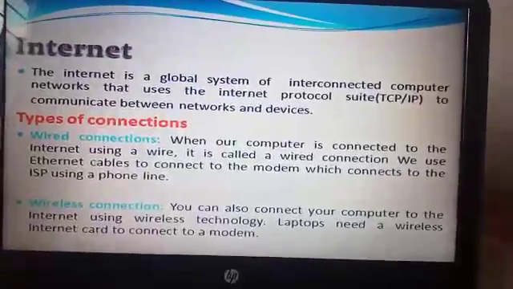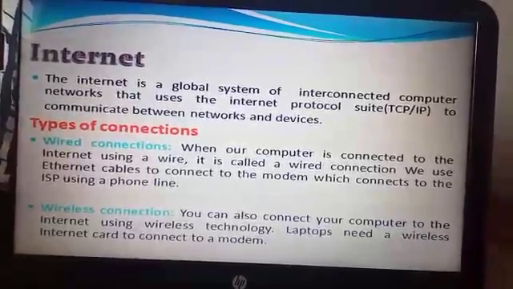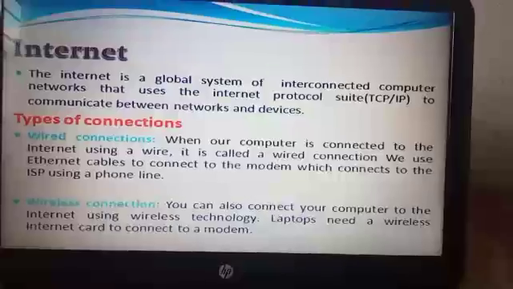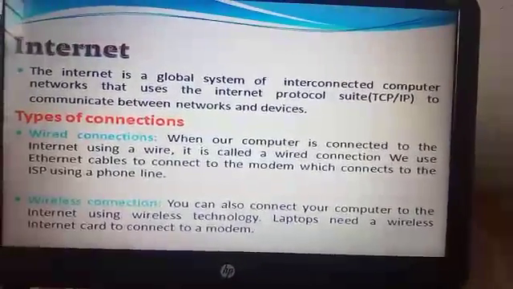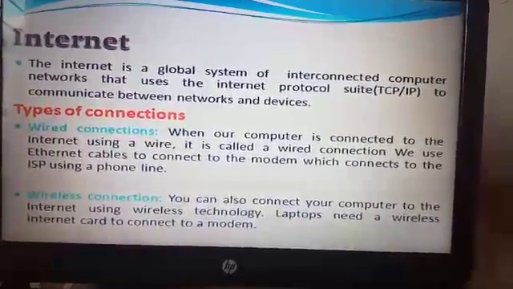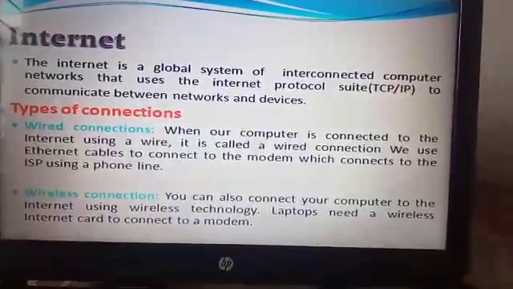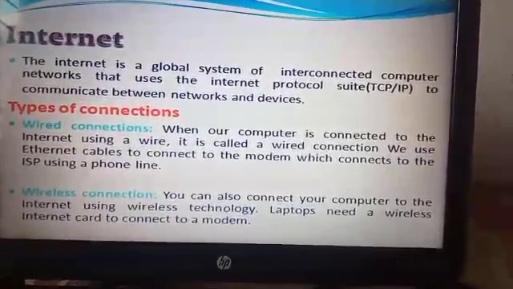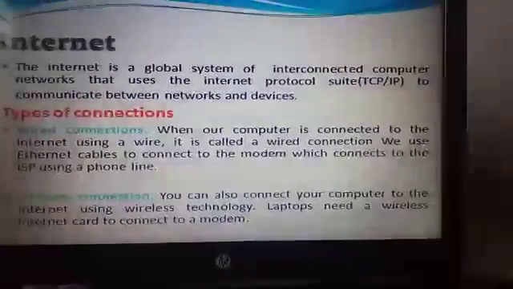Students, when we make a network to communicate, we make connections, wired and wireless connections. Wired connections connect more than one device with wire. And next is wireless connections.